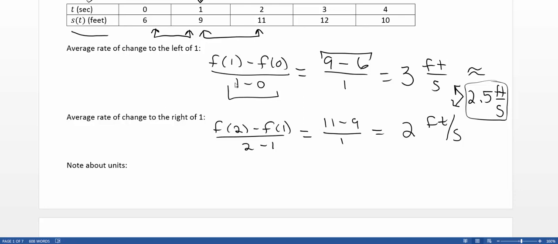Now, just like on the graph, if we were able to get closer to 1, our approximation would be a bit better because our bounds wouldn't be so far apart. So let's take this example and let's extend it a little bit to see how this might work on a table.